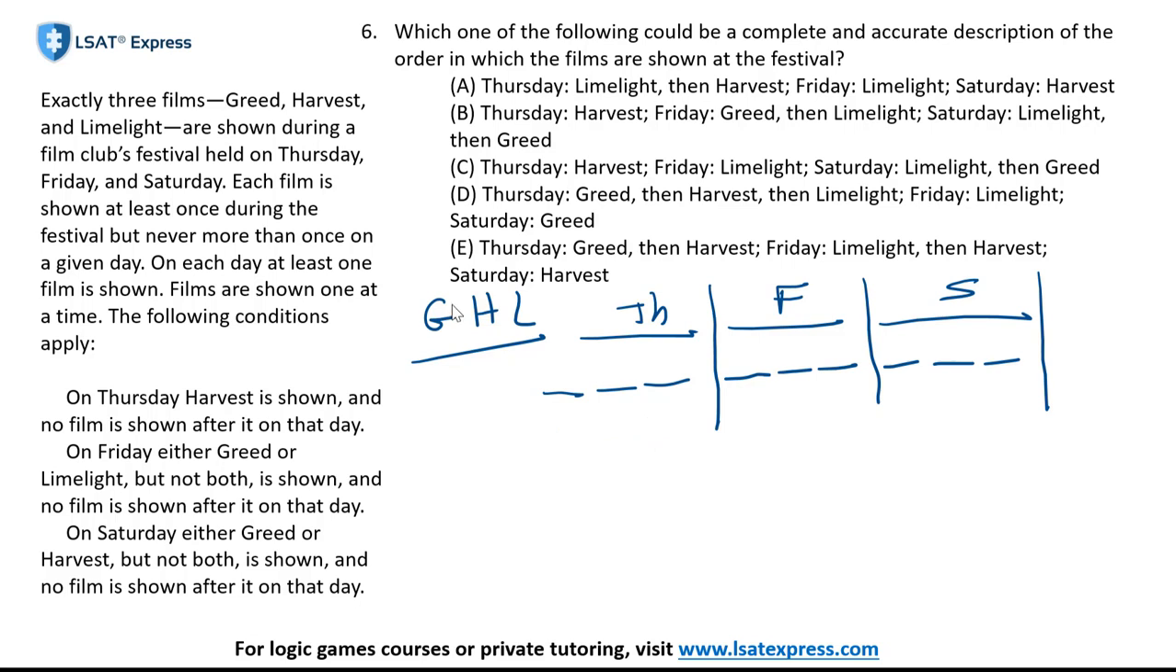And what else did they say? Each item appears at least once. So G appears at least once somewhere. Likewise, H and L. It's not that they each have to appear on every single day. Each of them has to appear at least once during the festival.